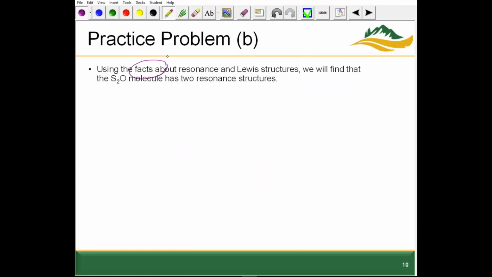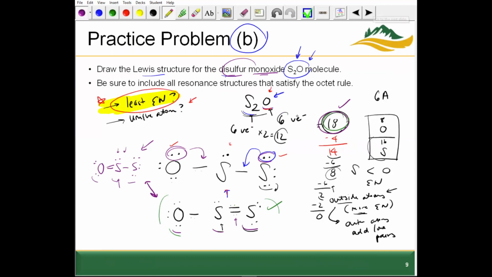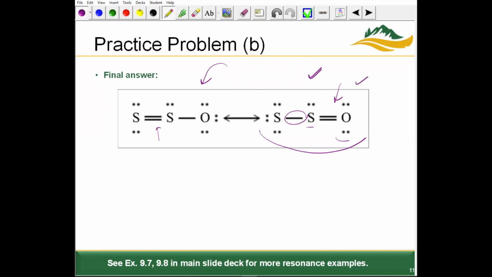We use those main facts about resonance that we're familiar with now to figure out that yes, disulfur monoxide has two viable resonance structures. Two Lewis dot structures definitely work for disulfur monoxide. There's this structure where the double bond is between the central sulfur and the oxygen, and then this sulfur as well, where the double bond is between the two sulfurs now. These two are just reoriented slightly from what I drew. I drew the oxygen on the left, and in the final answer here, it's drawn on the right.